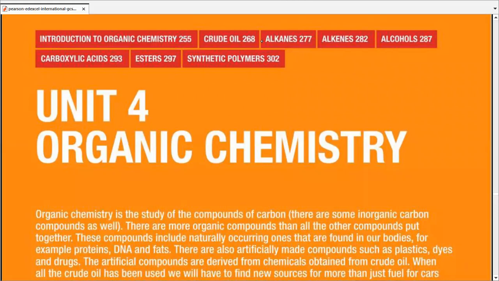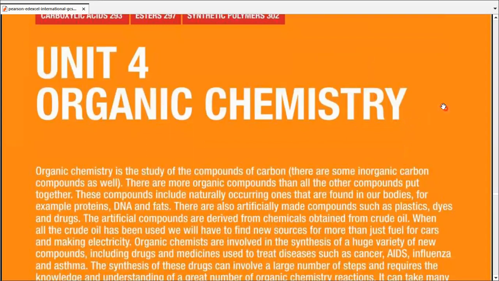Organic chemistry, unit 4. Organic chemistry is actually the study of compounds of carbon. It is based totally on carbon. There are some carbon compounds that are not included in organic chemistry as well. When they talk about that, they are hinting towards carbon monoxide, carbon dioxide, the carbonate ions, and the hydrogen carbonate ions. These are made up of carbon but are not included in organic chemistry. So we won't include these in here, okay?